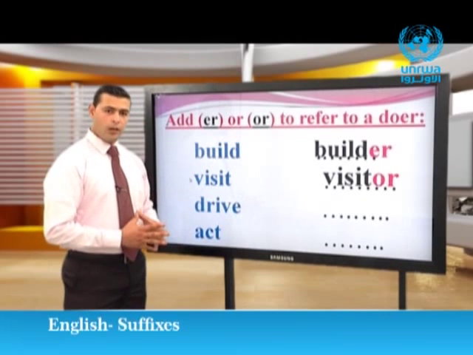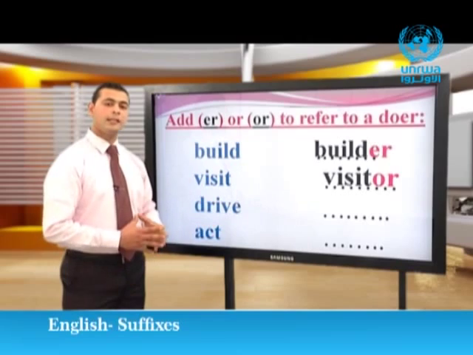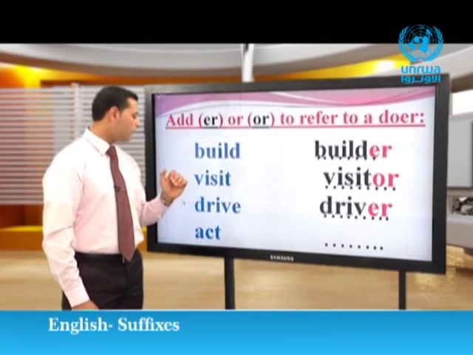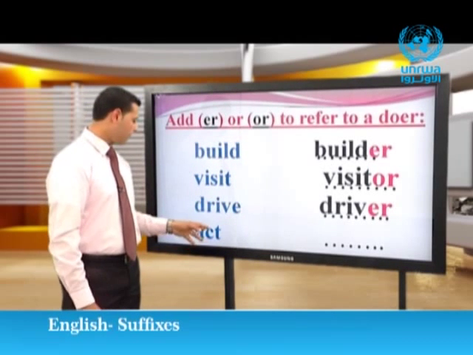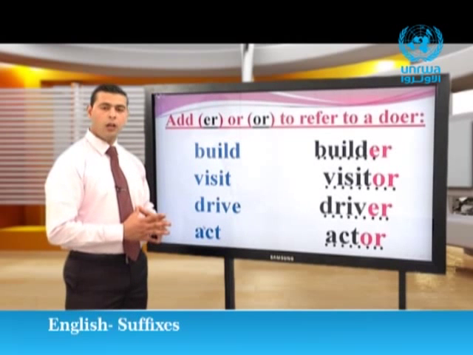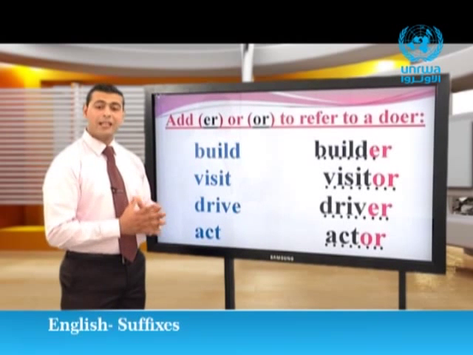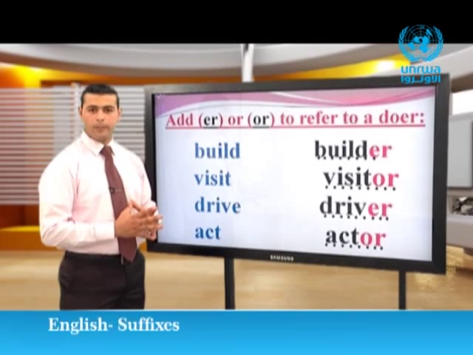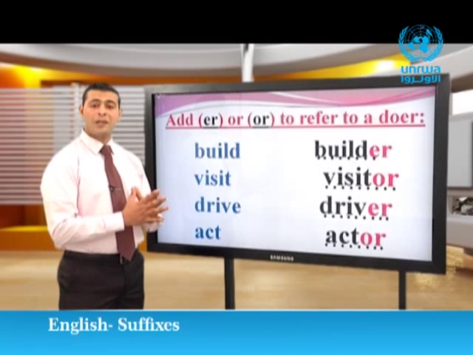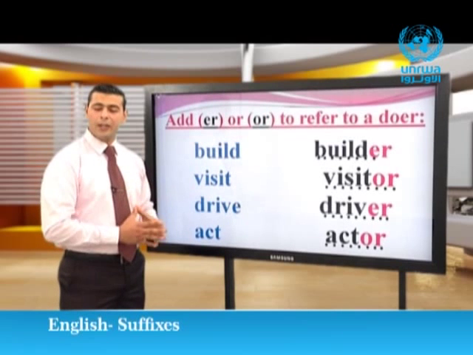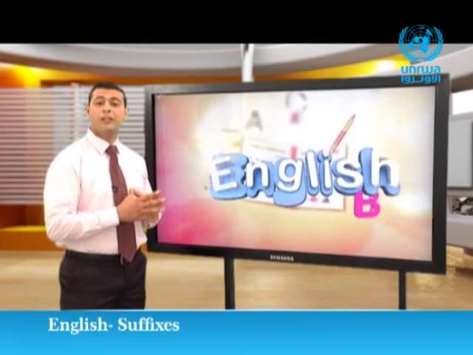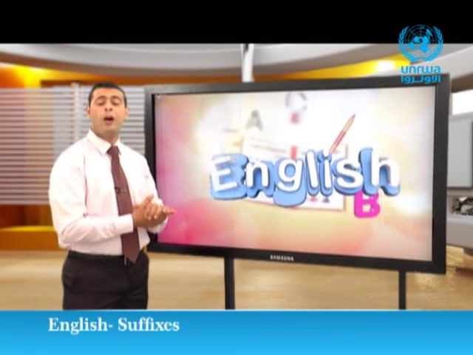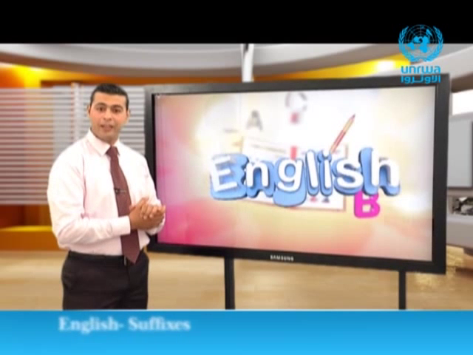Visit, visitor. Visit يزور, visitor زائر. Drive يقود, driver سائق. Act يمثل, actor ممثل. So dear students, again we use the suffixes er and or to refer to the doer of an action. نستخدم السفكس er والسفكس or للدلالة على اسم الفاعل. Alright dear students, now let's have another short break, and after this break we continue our activities about the suffixes. A short break, then we get back.